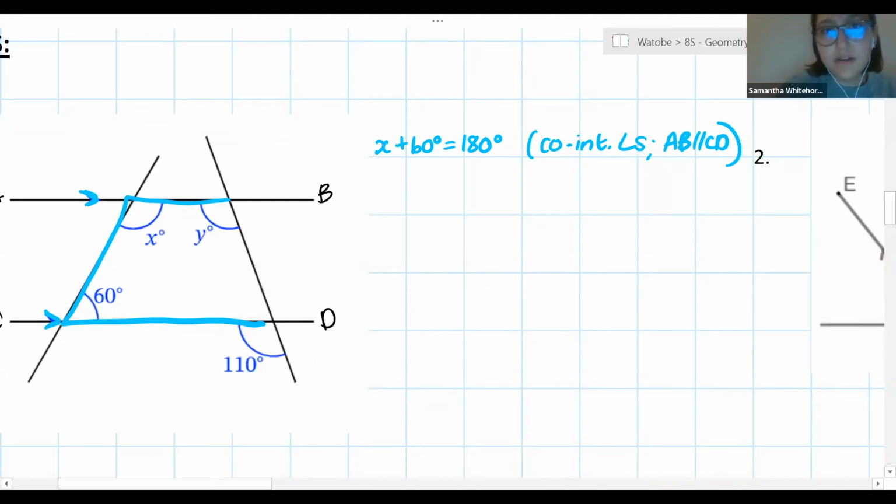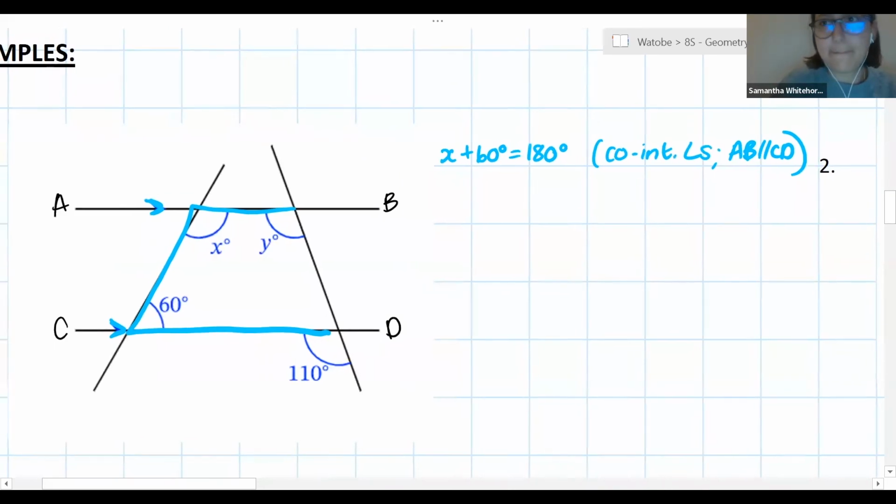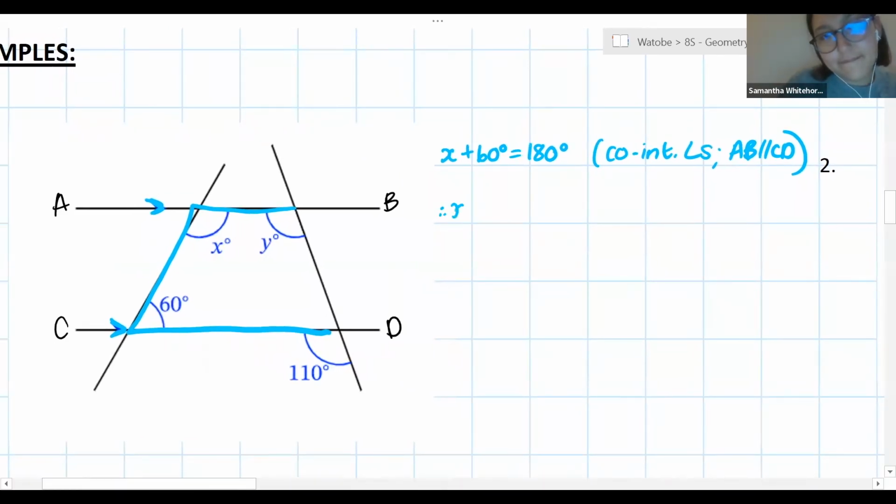Onako, carry on. Then we say x is equal to 180 minus 60. And so X is equal to? 120. Well done.